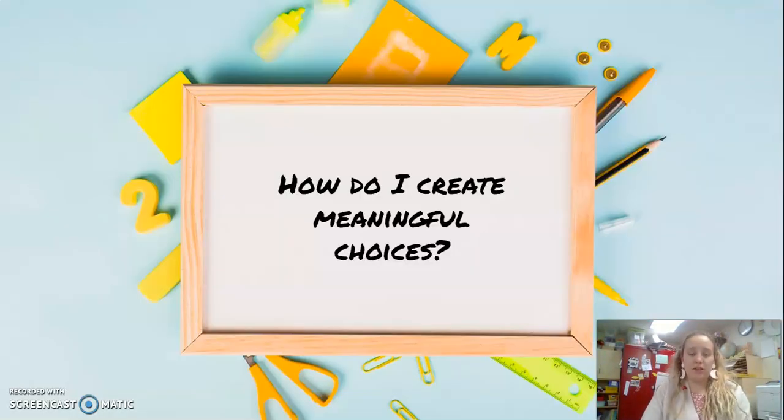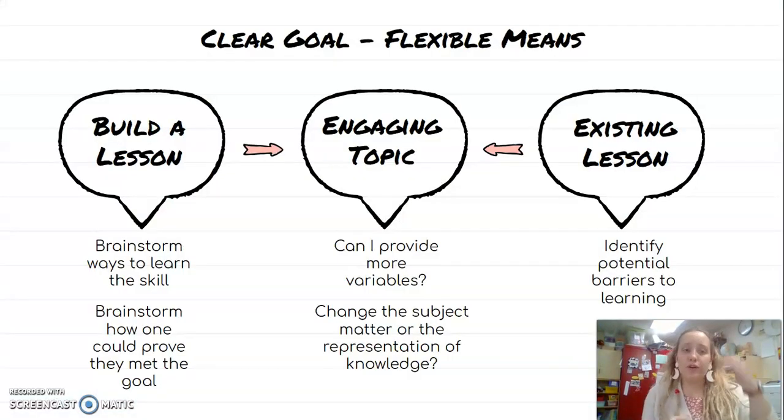All right. So we talked about what UDL is, and learner variability and minimizing those barriers, right? How do we then create meaningful choices for students? We don't want to create choice just because we can. We want to make choices that will improve the quality of learning, right? How do we do that? So first we need to have a clear goal with flexible means. That's the biggie to take away from today, right? A clear goal with flexible means.